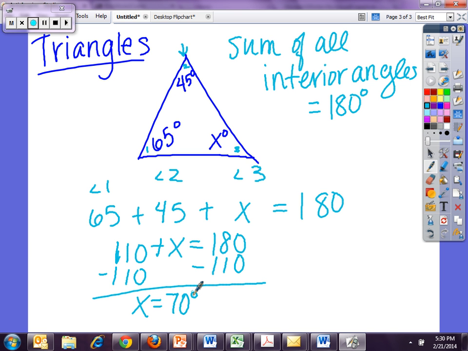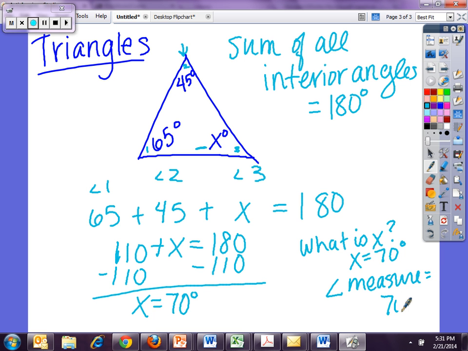So here, when it says what is x, x equals 70, but it's also because there's nothing in front of this x, so it is the same value for x as the angle measure, okay? So the angle measure is 70 degrees. Okay, so make sure this is written down, and we will practice this on Monday and Tuesday.